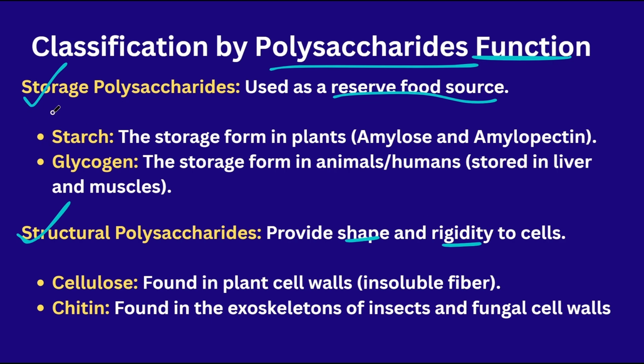The types of storage polysaccharides are starch and glycogen. Starch is present in plants. Starch contains amylose and amylopectin in its structure. Glycogen is present in animals, in human beings, in the liver and the muscles of our body.